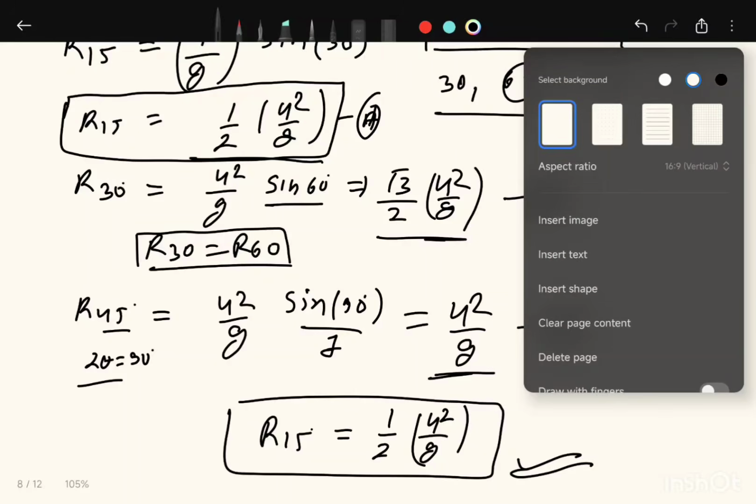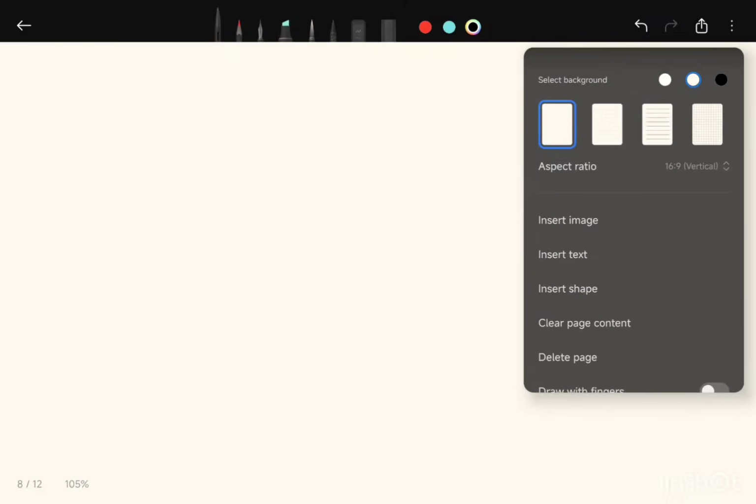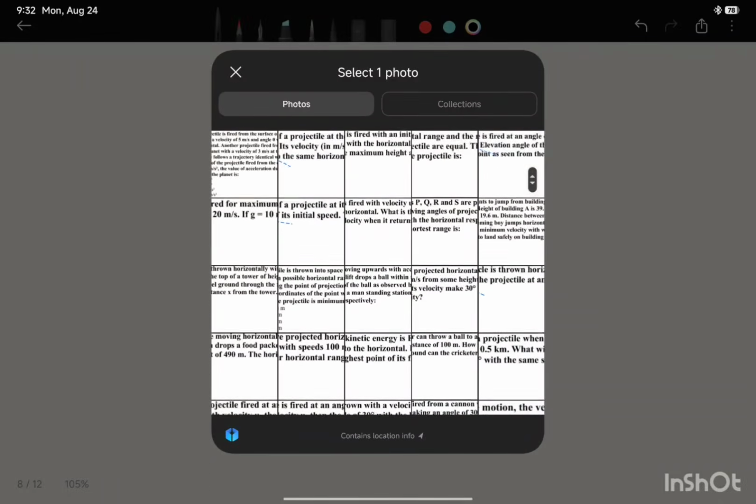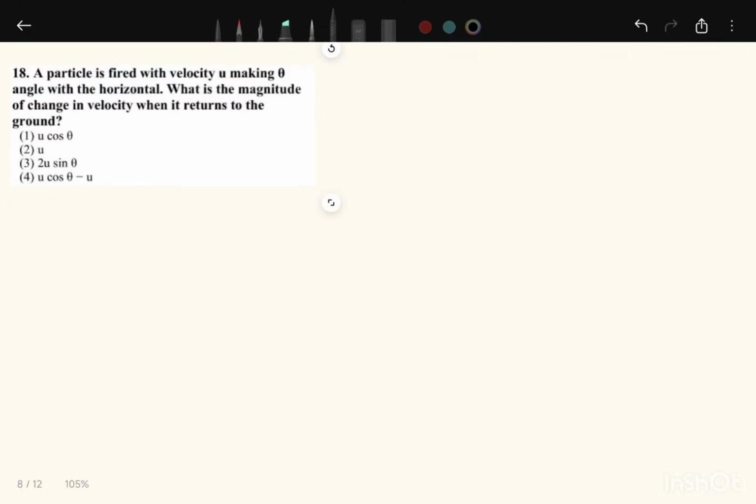So now let me move to the next problem. Problem number 18. A particle is fired with a velocity u, making theta angle with the horizontal. What is the magnitude of the change in velocity when it returns to the ground? Right. So this question is also easy.